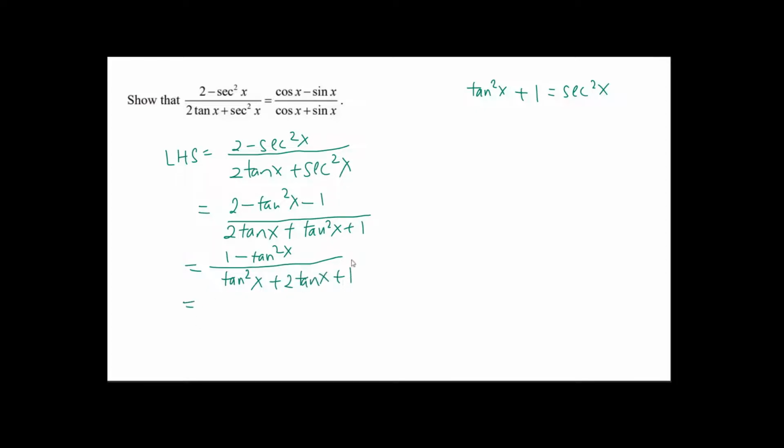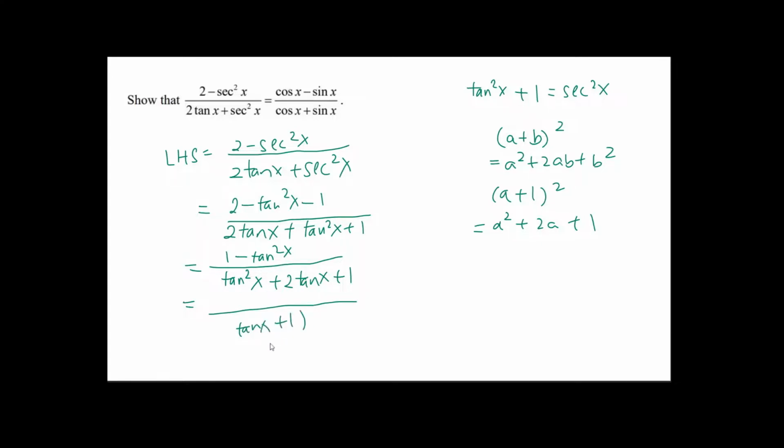Once I take a look at this, it looks a lot like a square plus 2ab plus b square. Remember, if you have (a plus b) square, you have a square plus 2ab plus b square. Or if I make it even more obvious, if I have (a plus 1) square, I have a square plus 2a plus 1, where a looks like my tangent x, and this is basically 1. So a square is like tangent square x, 2a is like 2 tangent x, plus 1. So I know that the denominator can be rewritten into (tangent x plus 1) square.